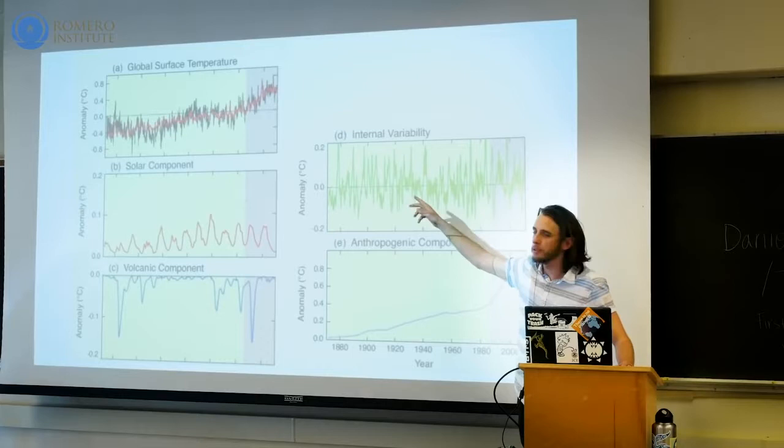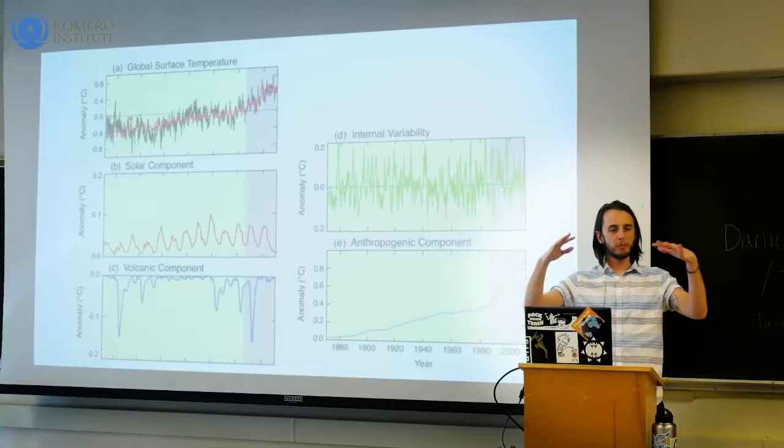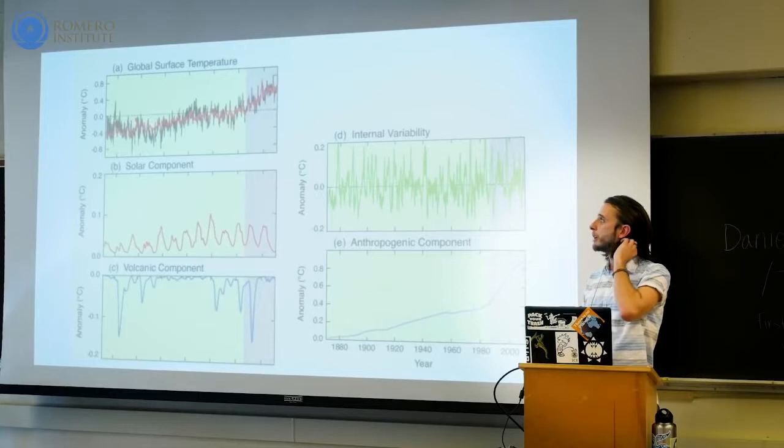this is the same thing, just in a graphical format. So what we're trying to explain here are these surface temperature anomalies, right? The anomaly is just how far off from the global average temperature the Earth has been over the last 100-something years. So that's what we're trying to explain with the different climate forcing.